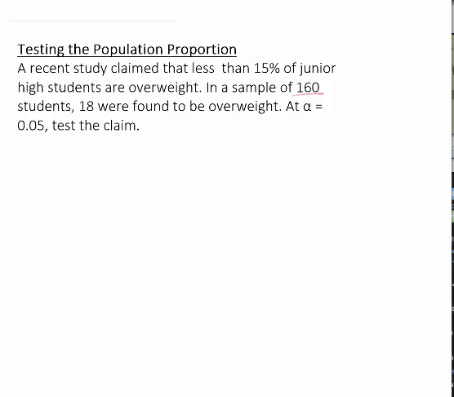The first step is to state the null and the alternative hypothesis. H0 and HA. It's a proportion test, so put p and p. We're testing if the percent is less than 15%, so that will be 0.15 right here, and this is where the claim is. The null hypothesis is always the equal sign, which is what? 0.15.